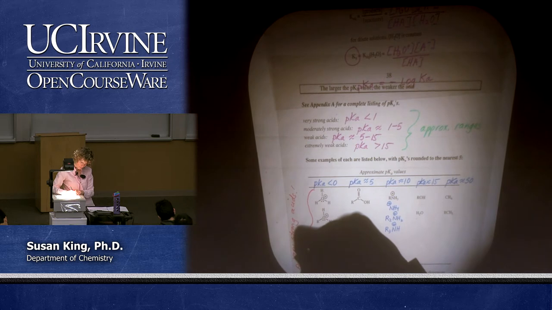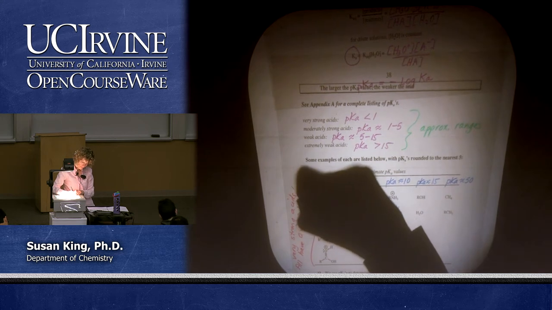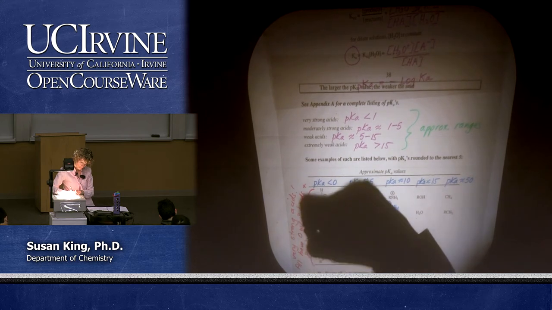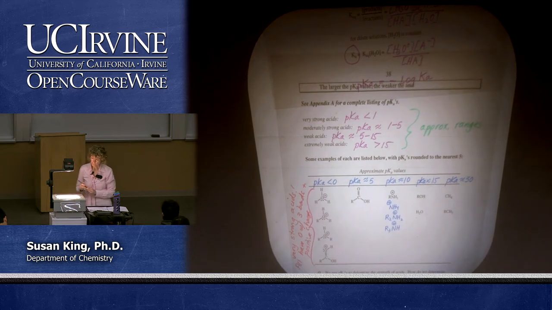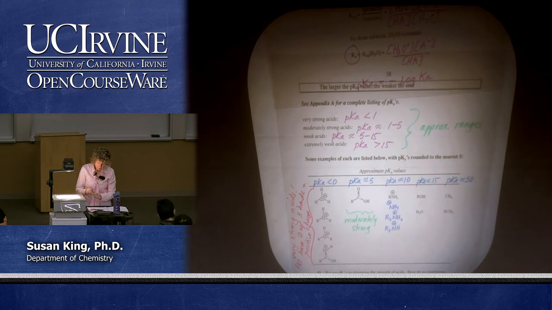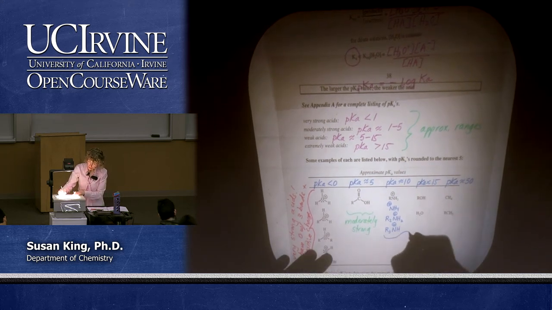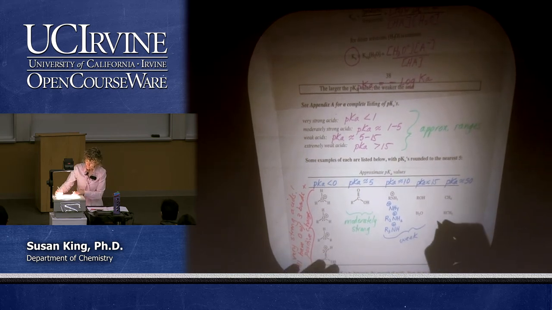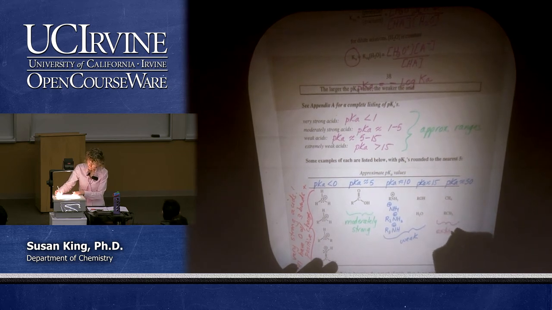All have oxygen with 3 bonds and a positive charge. So according to our definition, this is a moderately strong. These guys here, ammonium ion, water, alcohols would be considered weak. And hydrocarbon chains, extremely weak.